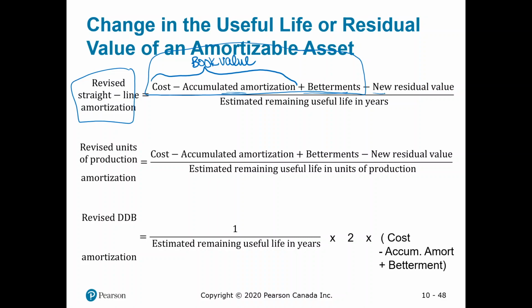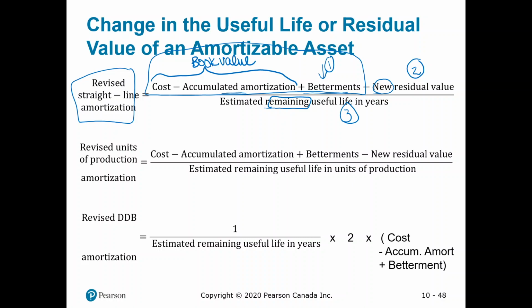Then you would use this new residual value. So if that changes, you would subtract that. If it didn't change, you would just use whatever the original one you had was. And then you would now amortize this, or divide this, by your estimated remaining useful life. So you're likely only going to have one, two, or three of those things change. So you're basically just going to slot in which piece of information you need.